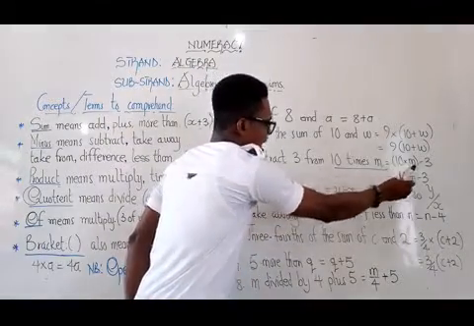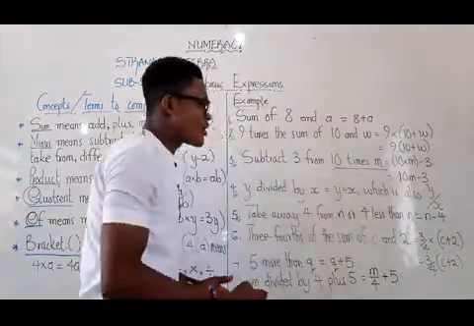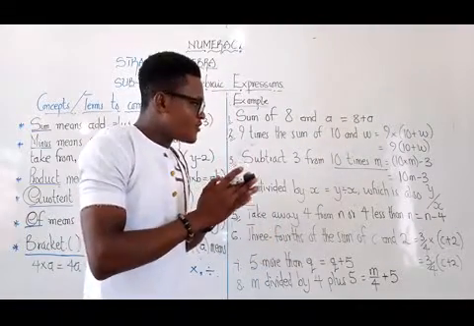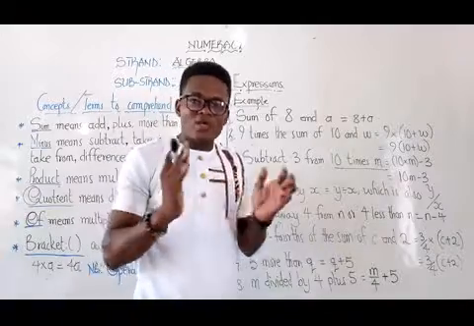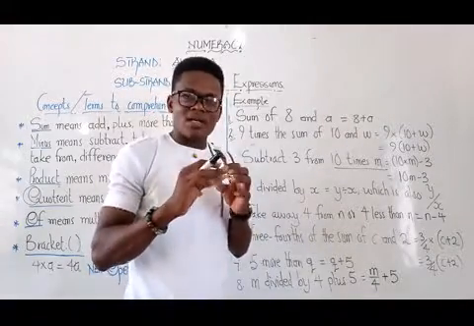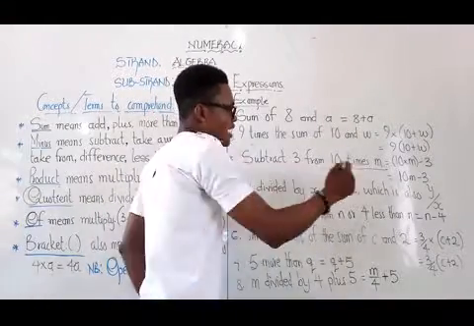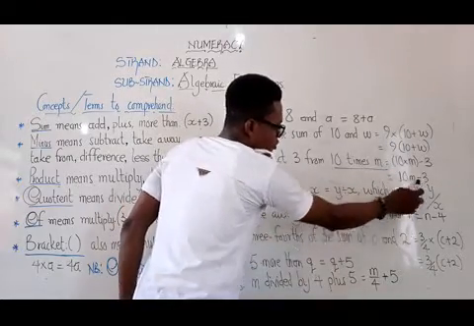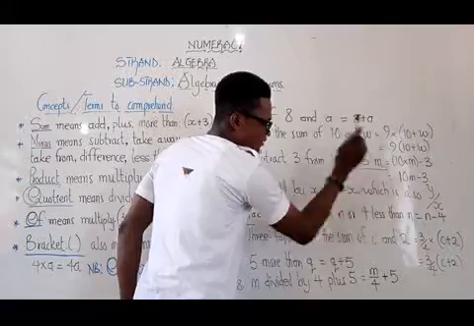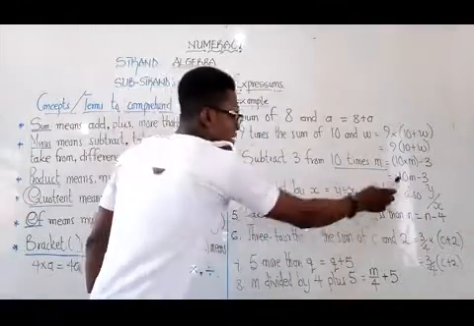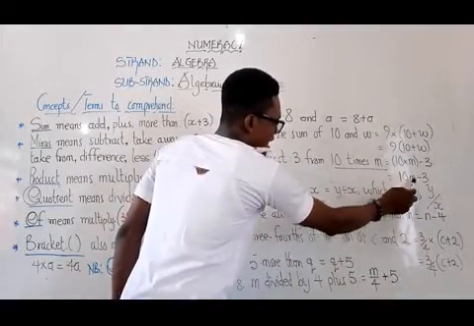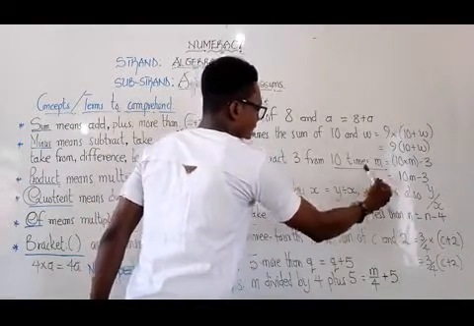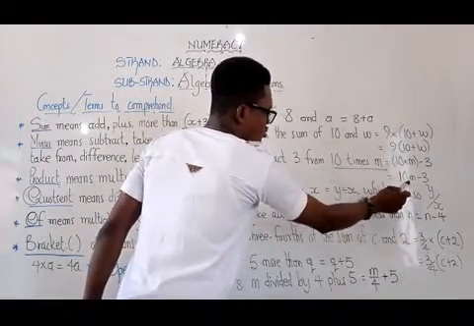So 10 times n, this one you can multiply. As I said, when you are multiplying a number and a variable, the number will come first before the variable. But when you are adding, you cannot add different items, because they don't look alike, but you can multiply. So when you are multiplying a number and a variable, you combine the two of them, but the number must come first. So 10 times n will give us 10n minus 3, because we are subtracting 3 from 10 times n.